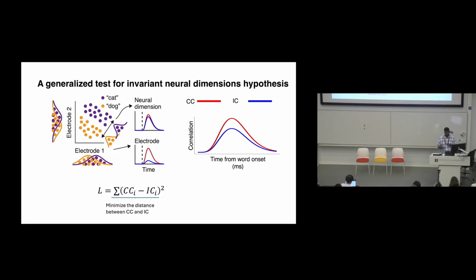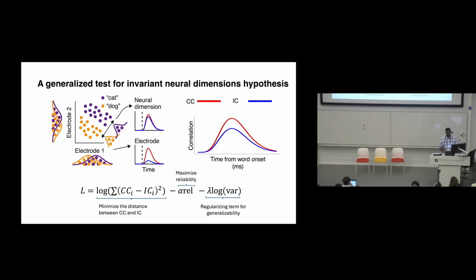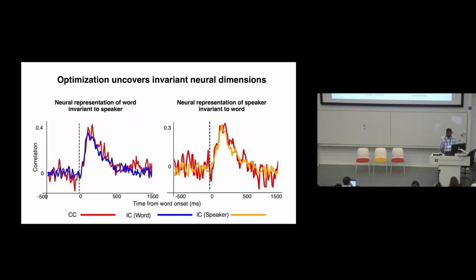But this is not sufficient because we often want to account for degenerate solutions. One simple solution is that both the responses could be flat, and that would be invariant. So a way to fix that is we add a term that maximizes reliability, and we have a hyperparameter that tunes it. But this is all learned in cross-validation, so we obviously want to make sure this generalizes to unseen data. So we add another term which maximizes the variance, which we also tune using a hyperparameter. And finally, we add log, and this is just an empirical adjustment to make sure no specific part of the loss is dominating the whole loss and that everything is balanced.